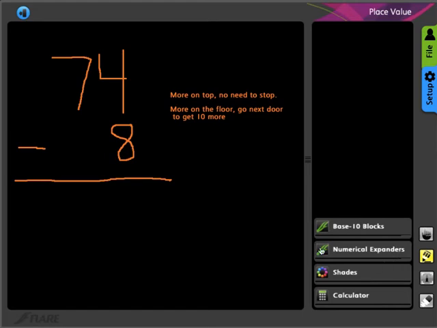The first thing you're going to do is set up your equation. Our equation is 74, take away 8. Our ones are lined up. Our tens are lined up. Okay? The bigger number goes on top, like we know, the total, and then the number we're taking away goes on bottom.